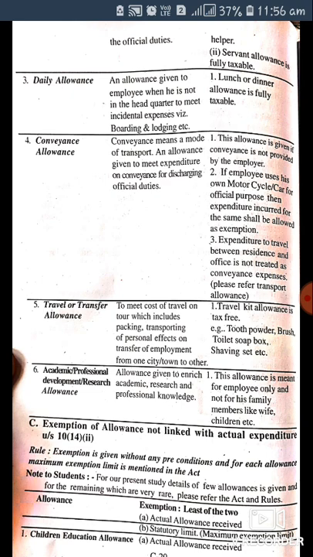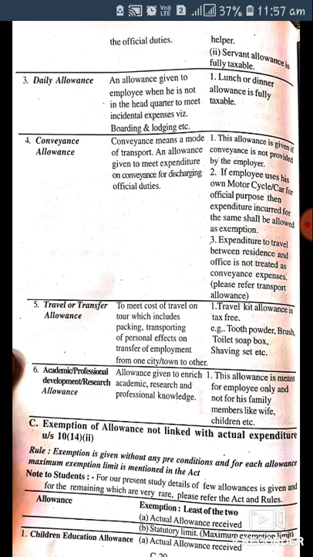Next, travel or transfer allowance. It is to meet the cost of travel on tour, which includes packing and transporting of personal effects on transfer of employment from one city to another city; those expenses are also paid by the employer. Travel kit allowance is tax free. Tooth powder, brush, toilet soap box, shaving set, these are the exempt allowances.